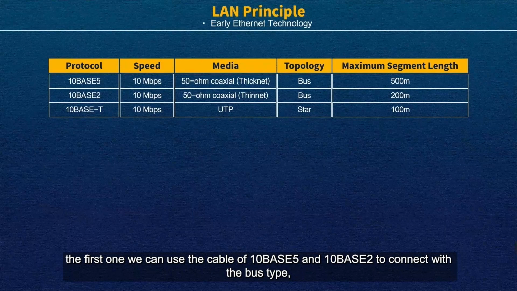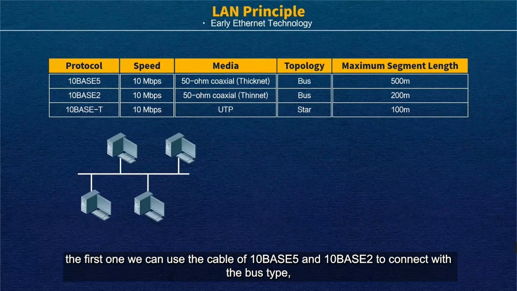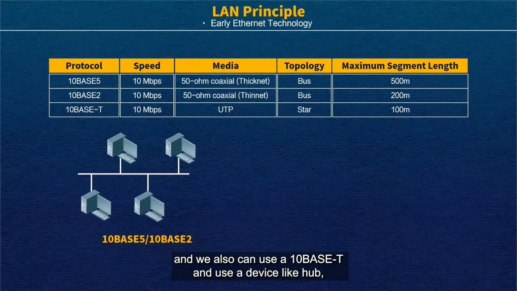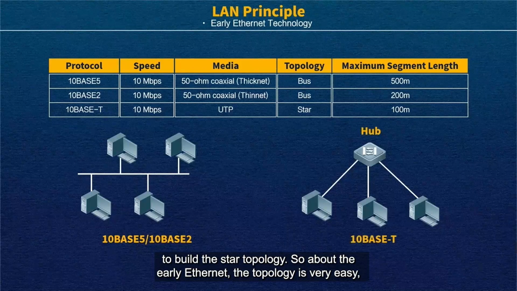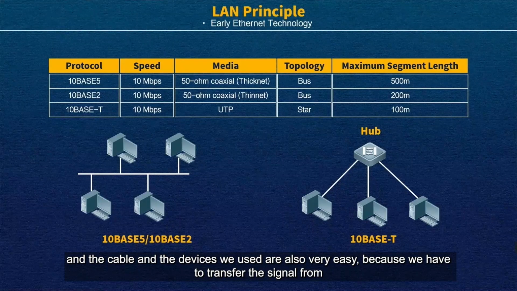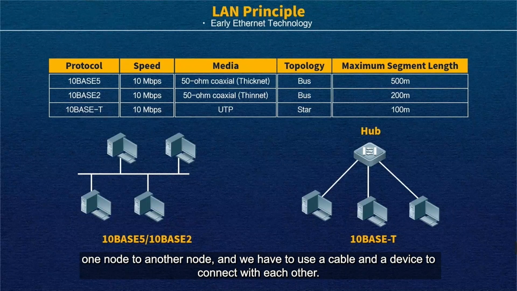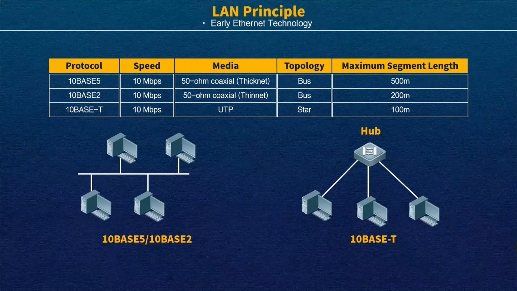Let's see the topology. The first one, we can use the cable of 10-base-5 and 10-base-2 to connect with the bus type. And we also can use 10-base-T and use a device like a hub to build the star topology. So about the early Ethernet, the topology is very easy. And the cable and the devices are also very easy, because we have to transfer the signal from one node to another node. And we have to use the cable and the device to connect with each other. Pay attention.